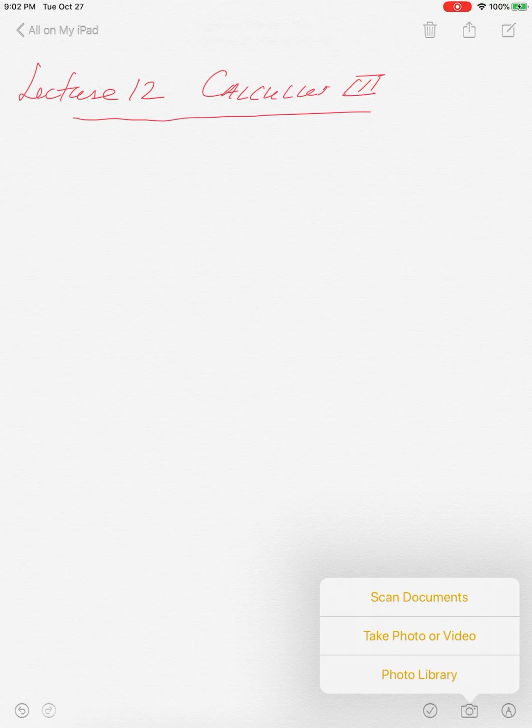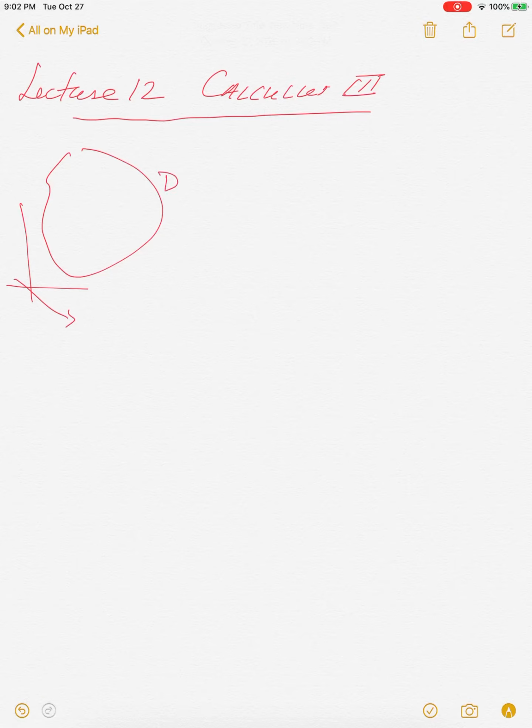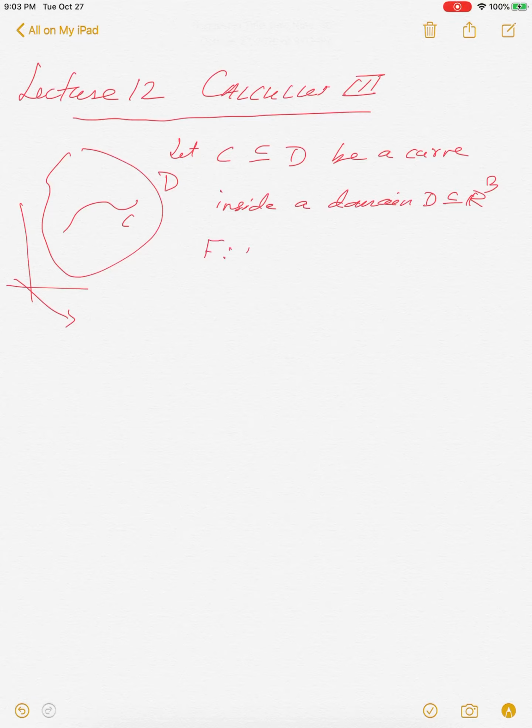So let's continue. We were doing line integrals. So we saw the concept of line integrals. You have the following setup. You have a domain D in R3 and you have a curve C inside D. Let C be a curve inside a domain D in R3, and you have a function f which is from D to R3.